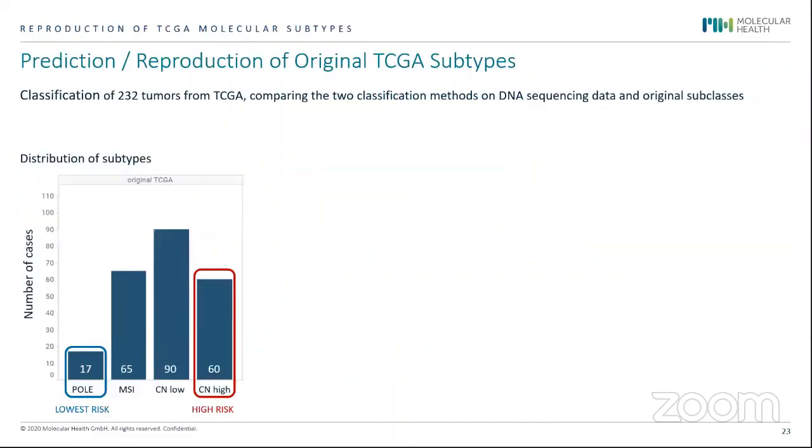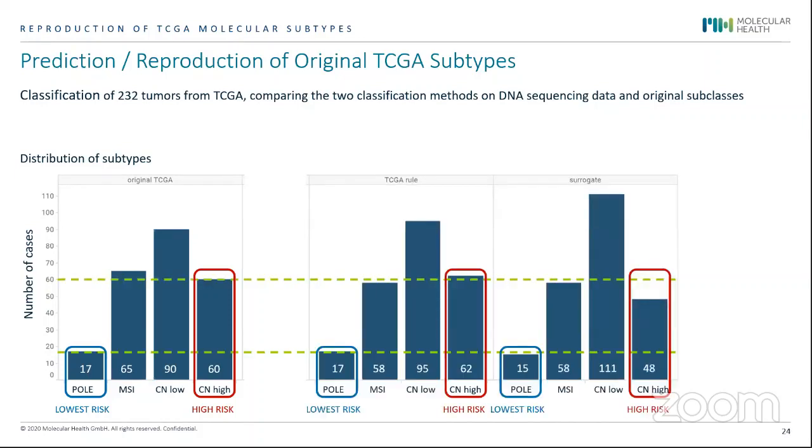Looking at the classification performance here, this is the original distribution of classes in TCGA. And here on the right side, now you see the distribution that we get from our two different stratification schemes or classifiers, let's say, which looks very, very similar. Of course, we could have them totally wrongly classified and still get the same distribution.